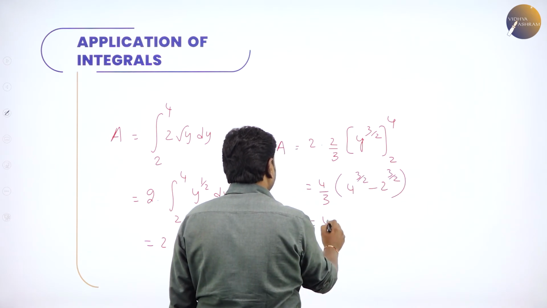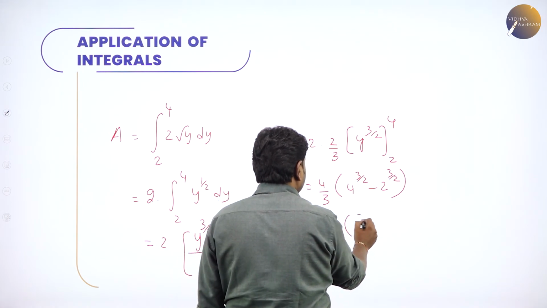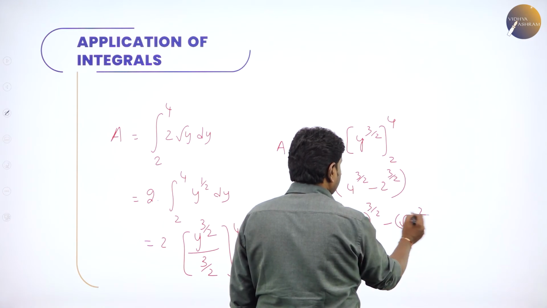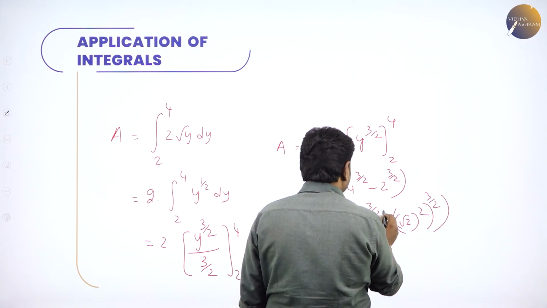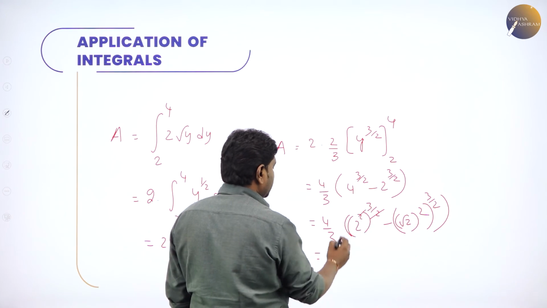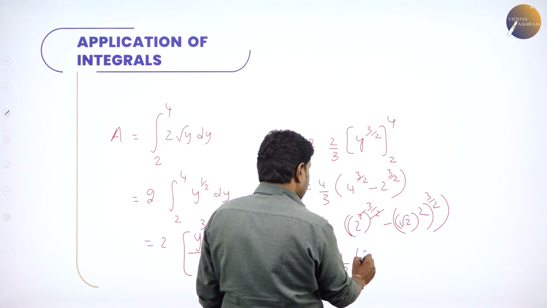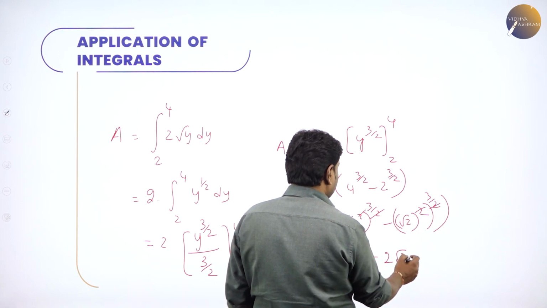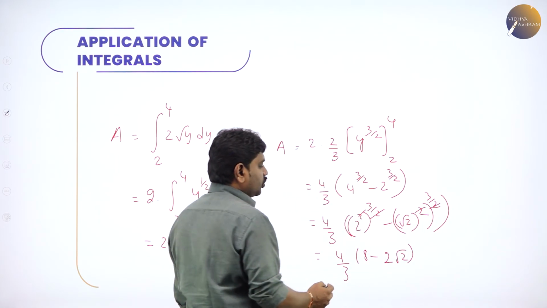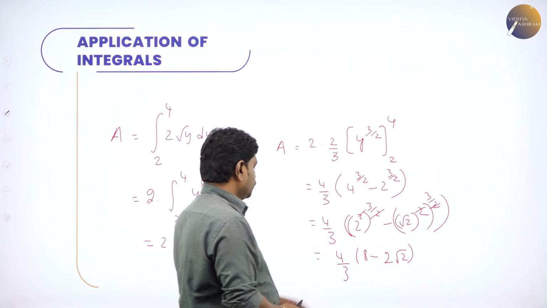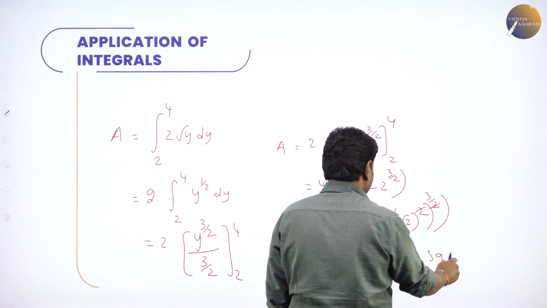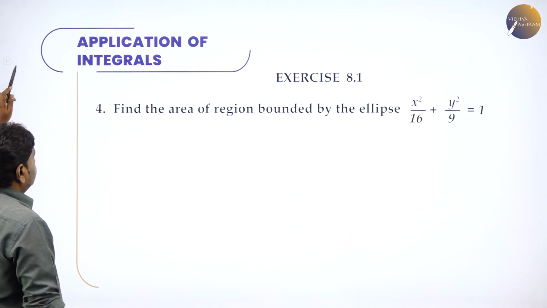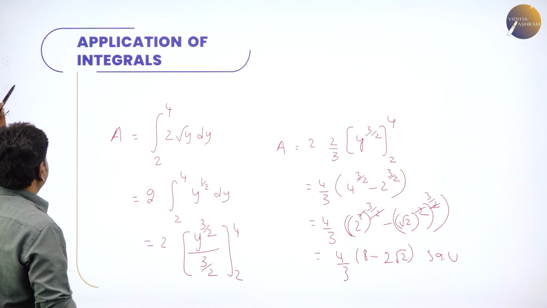So 4 power 3 by 2 is what? 4 power 3 by 2 is 2 square power 3 by 2, minus this can be written as root 2 square power 3 by 2. The square root cancels. 2 cube is 8, 8 minus root 2 cube. Root 2 cube can be written as root 2 square into root 2, that is 2 root 2. So 4 by 3, you can leave it here, or further you can take 2 common.